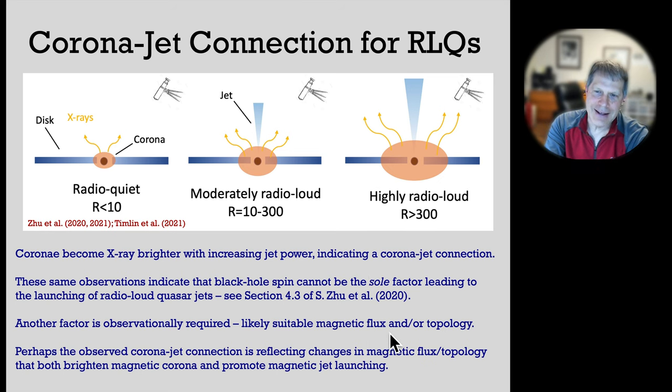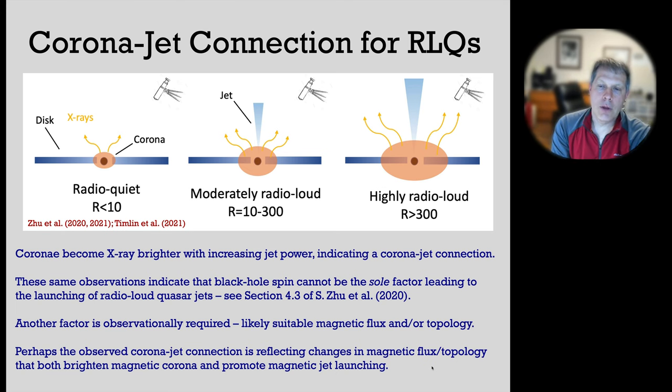And that has a lot to do perhaps with this corona-jet connection, in the sense that perhaps the observed corona-jet connection is reflecting changes in magnetic field and topology that both brighten the corona, which is a magnetic structure, and also promote magnetic jet launching. Those two things seem to be connected. The idea is that down here, the magnetic field would only be suitable for a radio-quiet system. You wouldn't launch a jet and the corona would not be extremely strong. Then as the magnetic field changes, that promotes a stronger corona and also promotes a jet. And then as you dial it up still further, the changes in the magnetic field structure allow a powerful jet and a very powerful corona. That's the suggestion coming from the observations that I'm aware of.